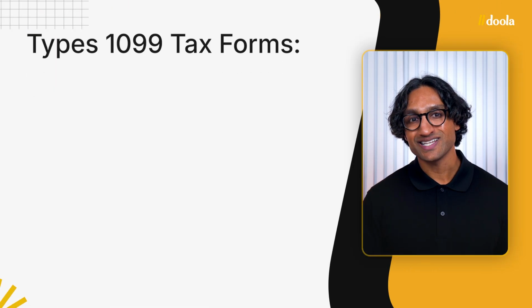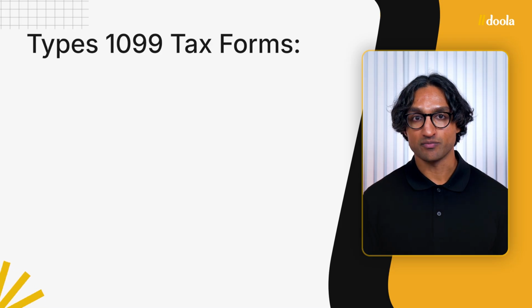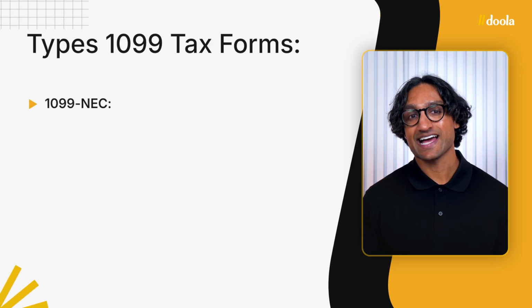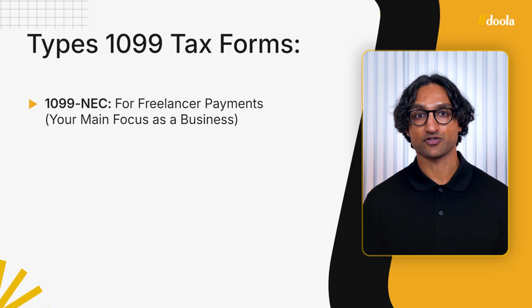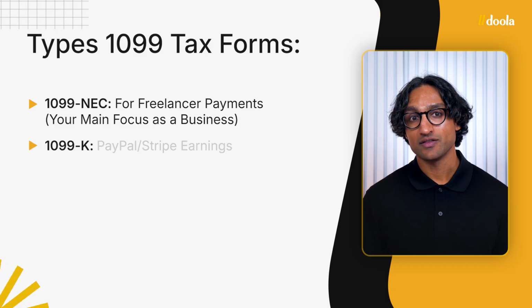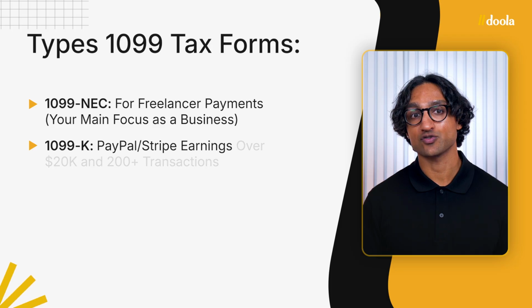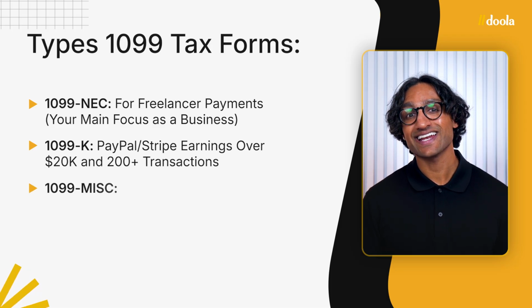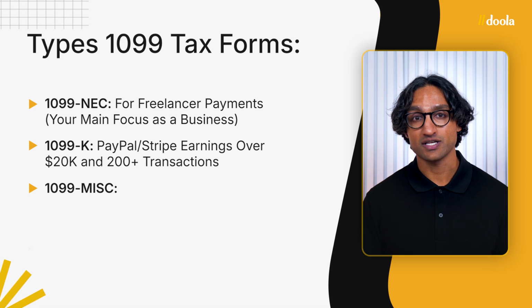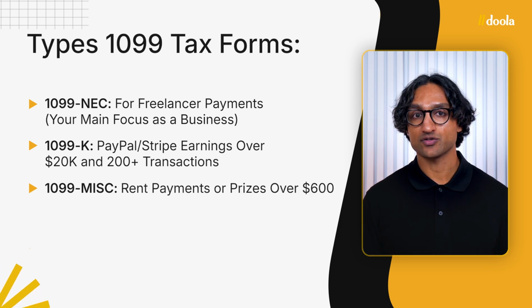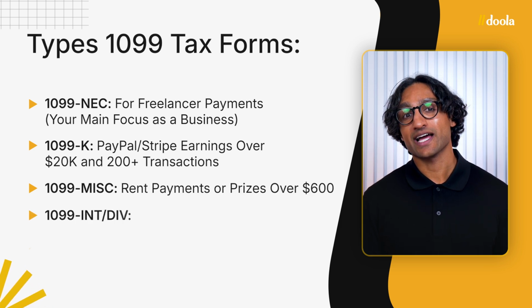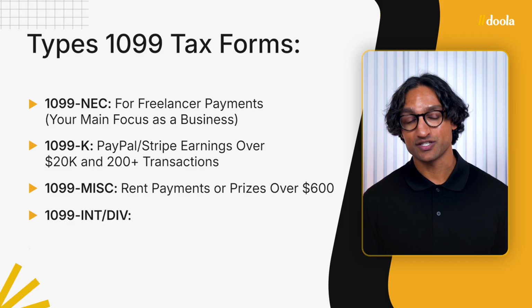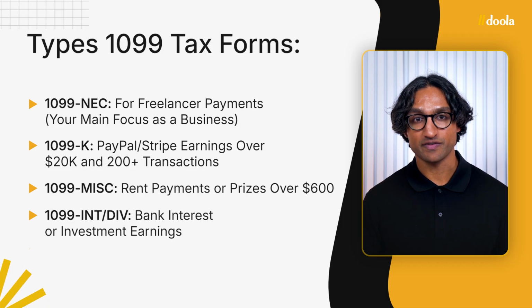Now, there are over 20 types, but here are the ones that matter most. 1099-NEC, this is for freelancer payments, your main focus as a business. 1099-K, this is for PayPal/Stripe earnings over $20,000 and 200 plus transactions. 1099-MISC, M-I-S-C, rent payments or prizes over $600. 1099-INT/DIV, this is for bank interest or investment earnings.